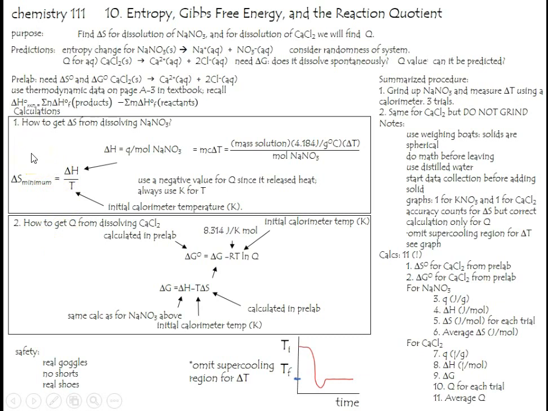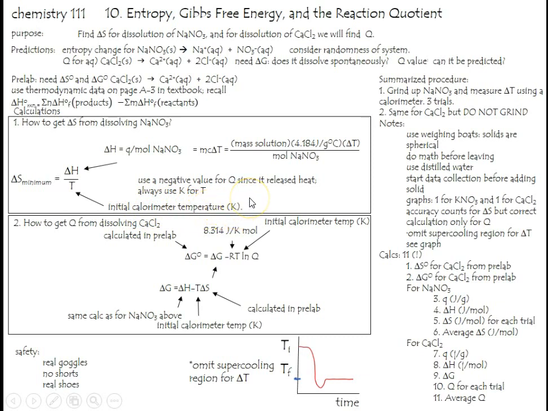Okay, let's go over the calculations since this is the real meat of today's experiment. The first thing we want to get is the change in entropy data for dissolving sodium nitrate. Now, the minimum value will be equal to the change in the enthalpy over the temperature in Kelvin. This comes out of the fact that delta G equals delta H minus T delta S, and since we know this is a spontaneous process and delta G will be negative, we can derive this. So fine, all we need are these two numbers, and one of them we got directly. It's just the initial calorimeter value in Kelvin.